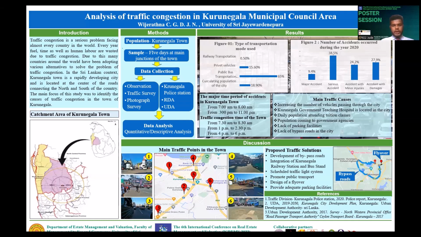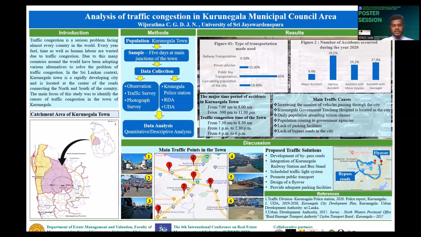Figure 2 shows the number of accidents occurred during the year 2020. According to figure 2, 38.5% of vehicle accident in Kurunegala city was recorded as a serious accident in the year 2020, and it was the highest type of accident reported in that year. 27.9% of accidents were reported as accident with damages, and 24.2% of accidents were reported as accident with minor injuries, and 9.4% as major accident.